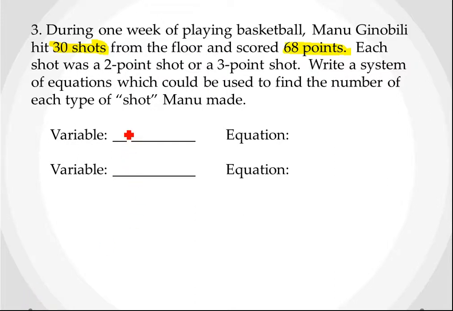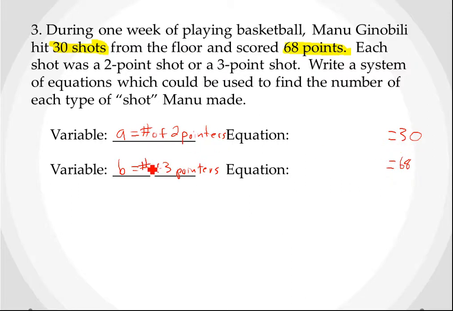So just to make it easy, I'm going to say A will be the number of 2-pointers, and B will be the number of 3-pointers. So over here, I'm going to set up my first equation is going to be equals 30, and this one will be equals 68.